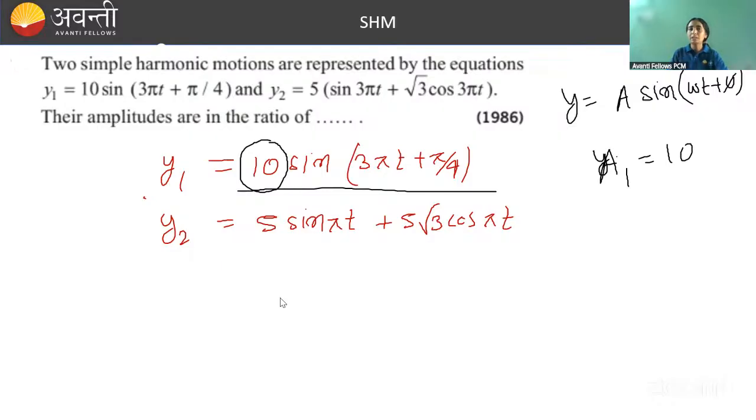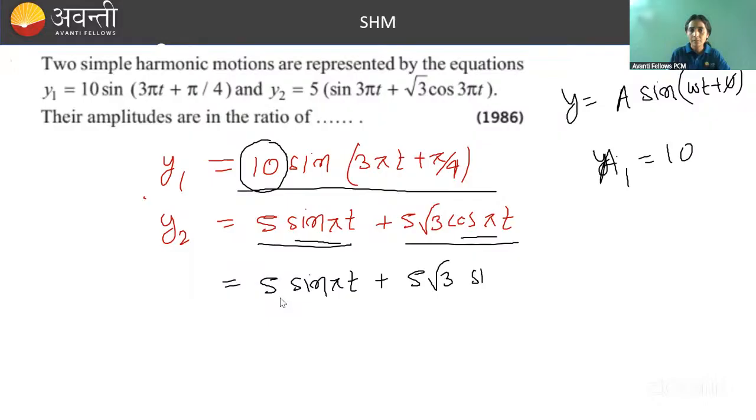So a2 is the sum of two SHMs, one is this, another is this. If you want to add them vectorially, make sure both SHMs are of the same function, I mean one is in sine function, another is in cos function. So let's convert one into another. I can write 5 sin πt plus 5√3 sin(πt + π/2).